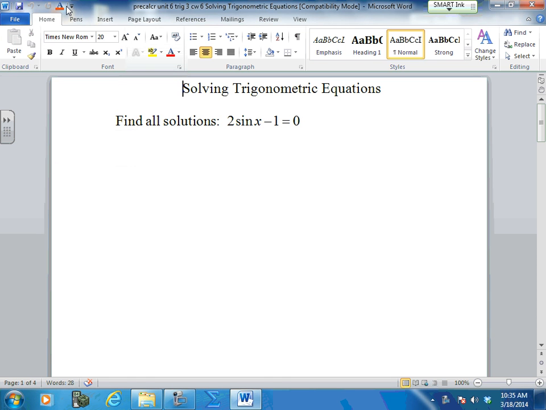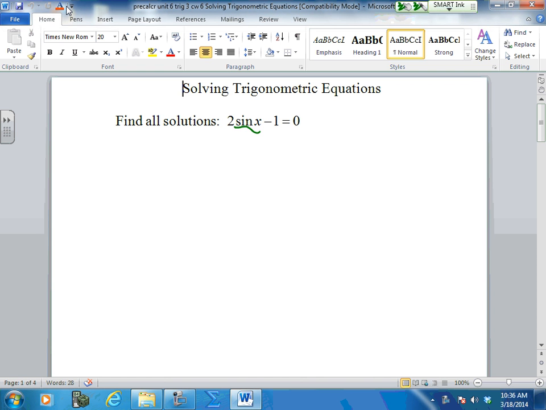Back into all solutions. Now your sine curves and your cosine curves are endless. So your solutions should also be endless, right? So we're not doing restricted angles anymore. Now, when you solve a trig equation, it's very much like solving an algebra equation.